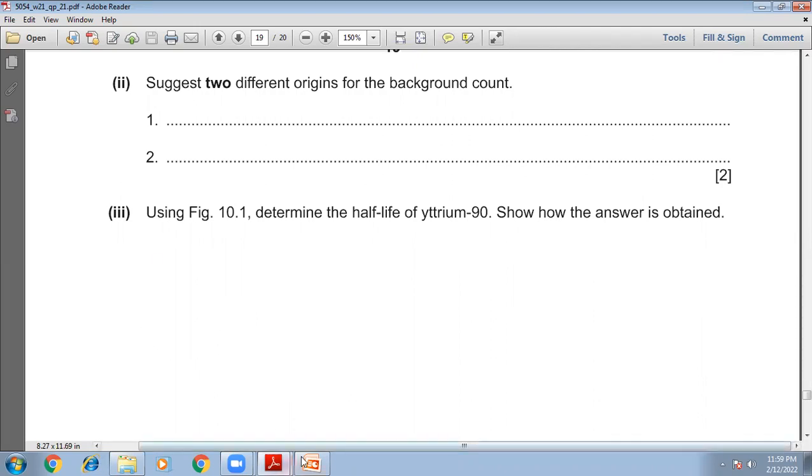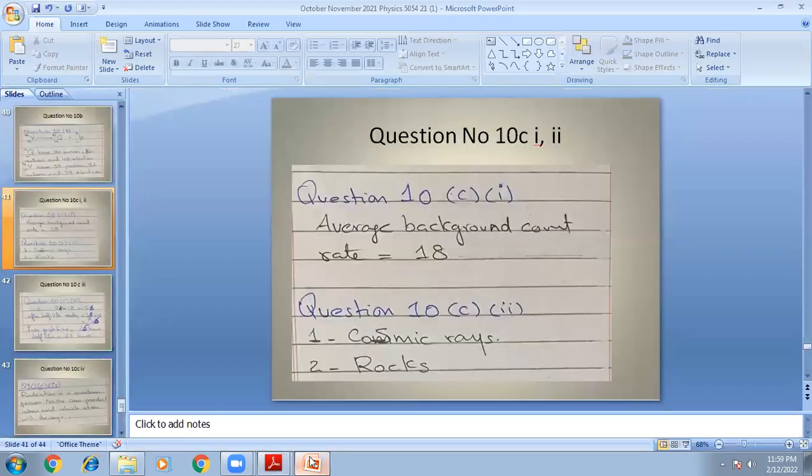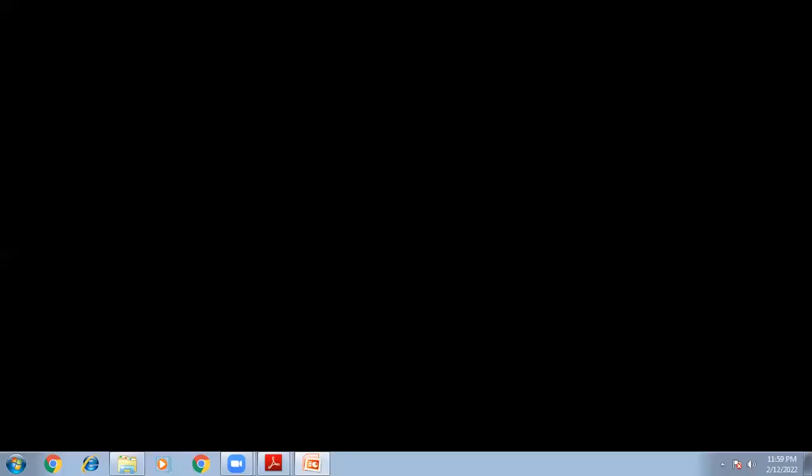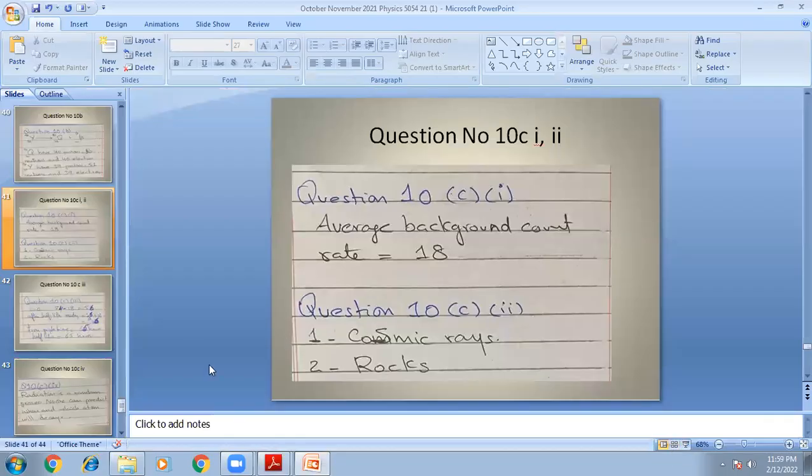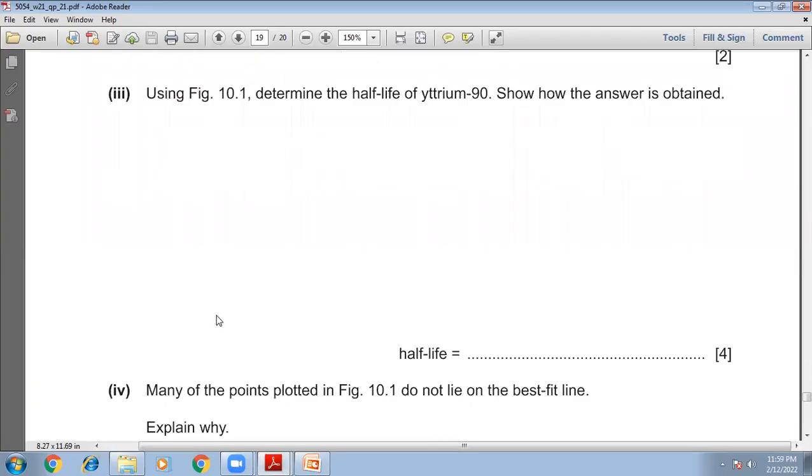Okay, you only have to mention here two. Let me show you my answer. So here you can see I have written cosmic rays and the rocks. Rocks in the soil, and the rocks might have some minerals which are radioactive.